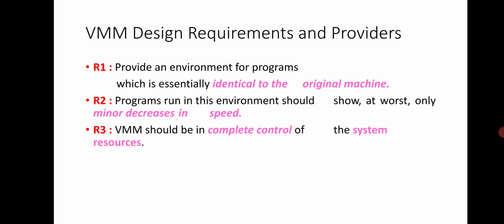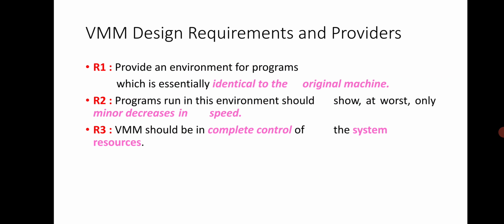Let's see about a virtual machine monitor. VMM means virtual machine monitor. Virtual machine monitor design requirements and providers. First, let's see R1. R1 provides an environment for programs which is essentially identical to the original machine. Then R2: programs run in this environment. This R2 should show at worst only minor decreases in speed.